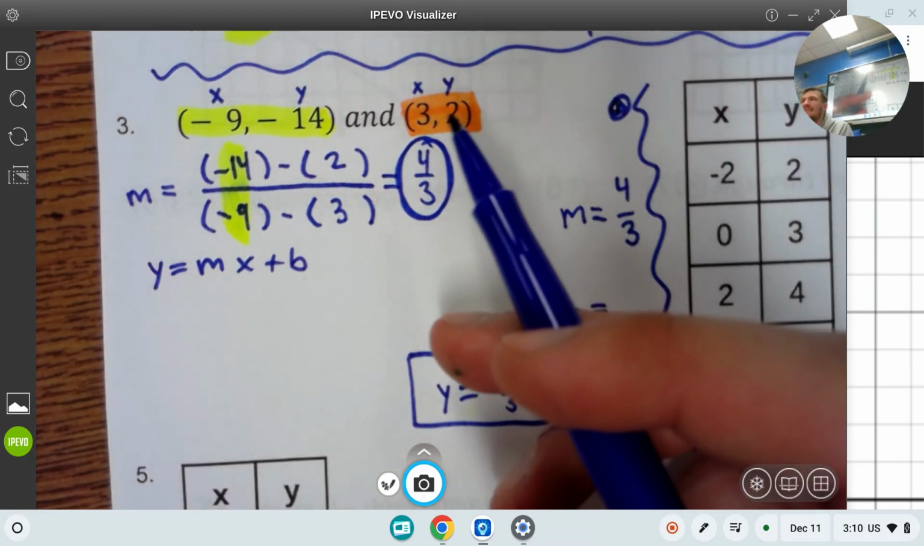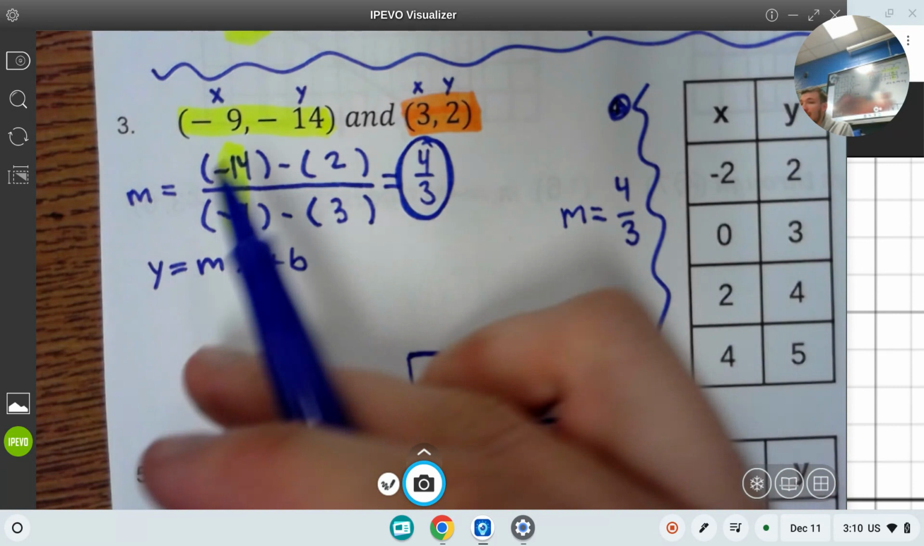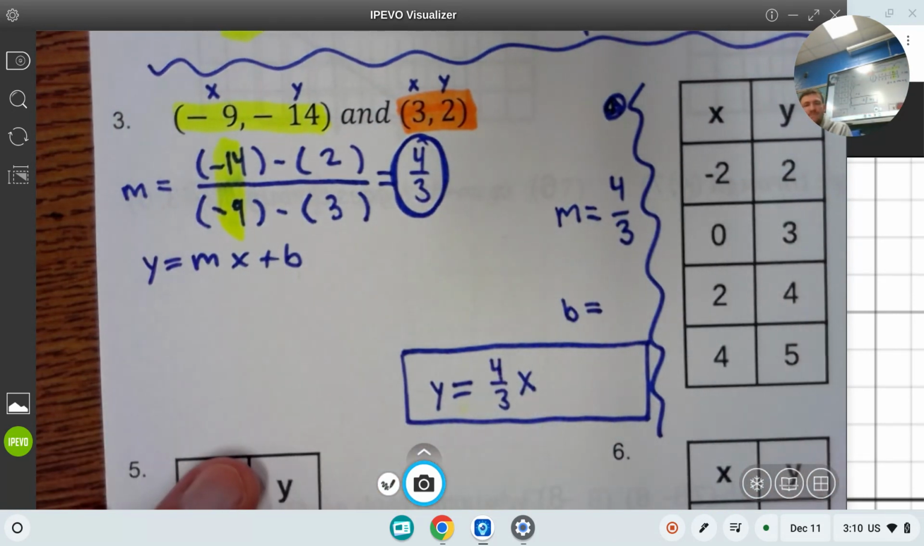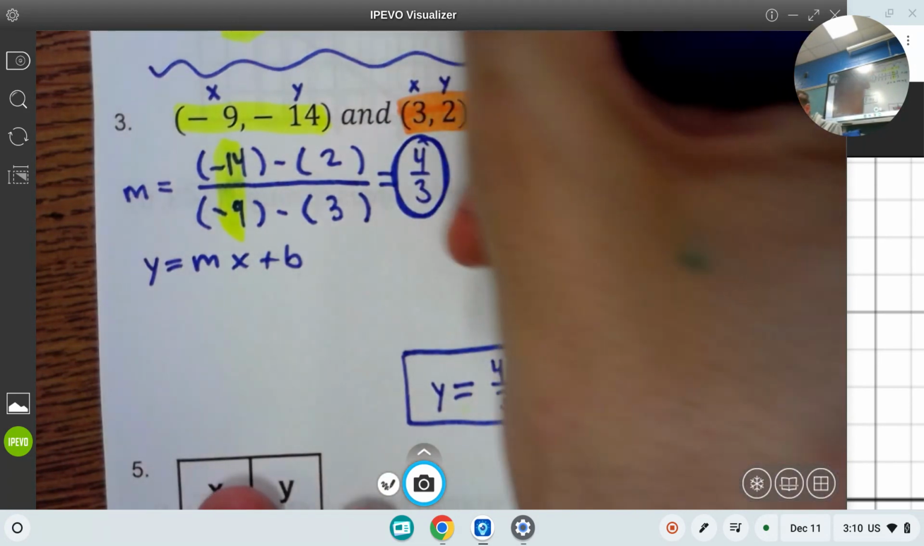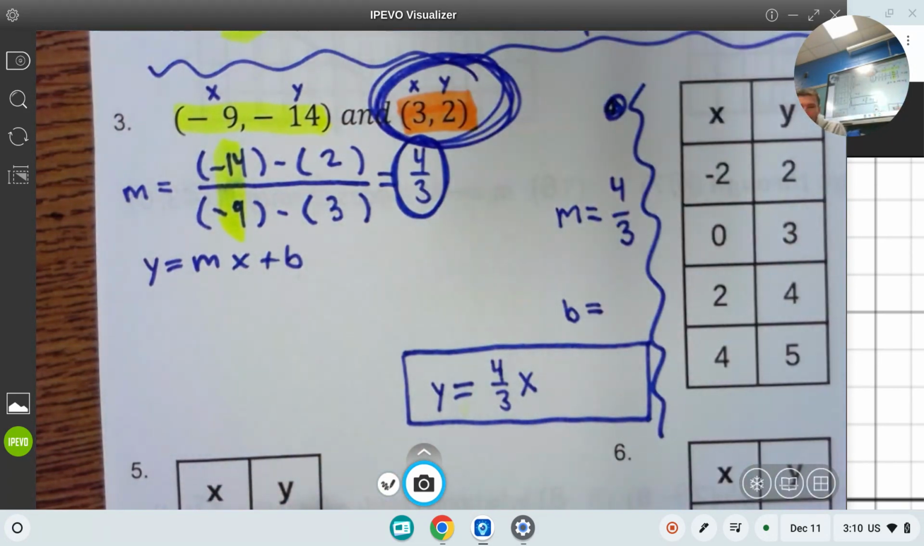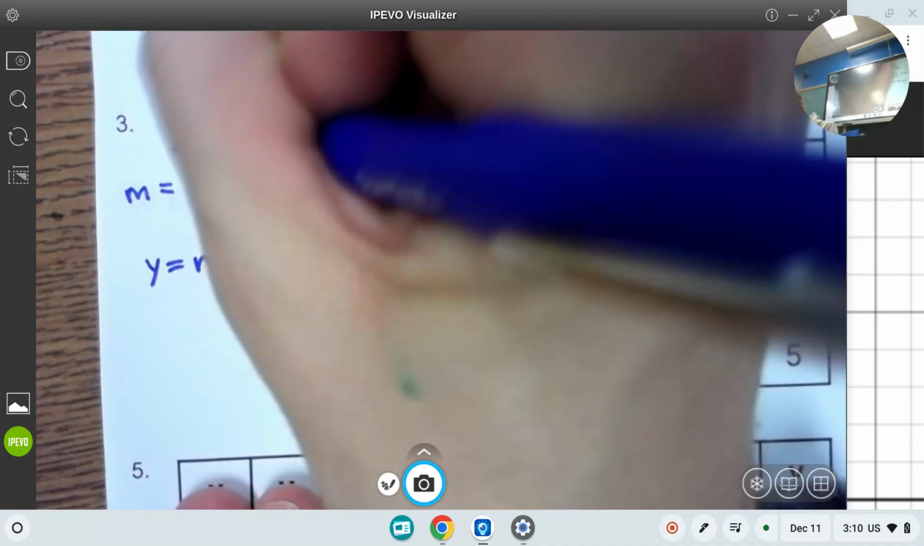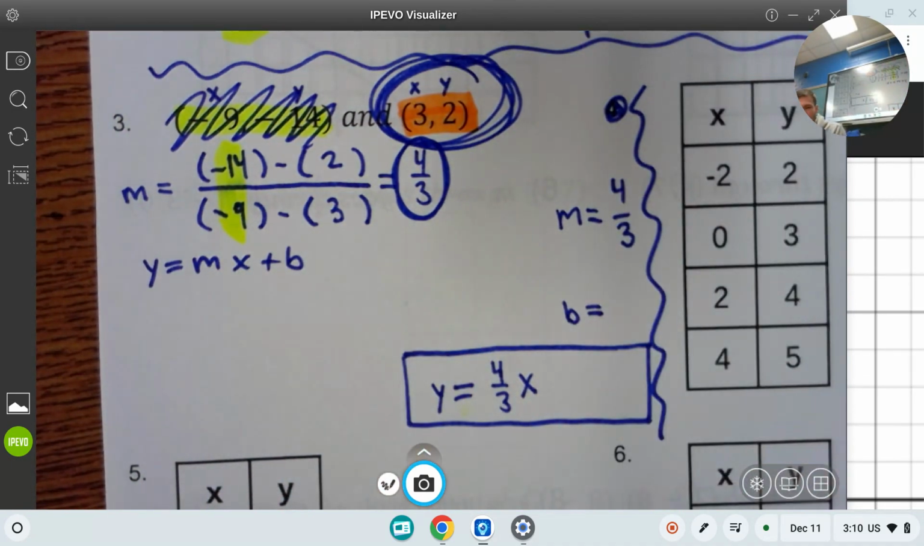Now, let's say you're honestly kind of a weirdo and you like negative numbers or something, right? You can go with yellow. You'll get the same answer. Doesn't matter. Just pick one. I'm going to pick the orange. So, same exact procedure. Using orange. I'm not using the yellow anymore. I'm only using the orange.